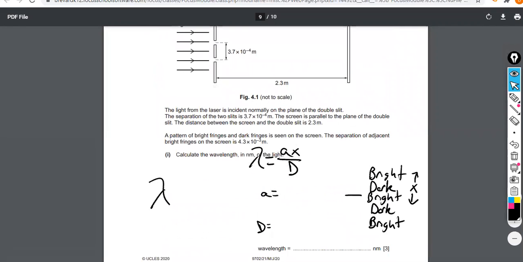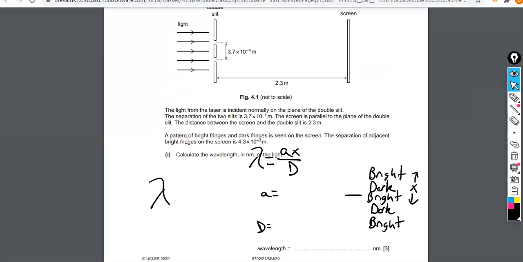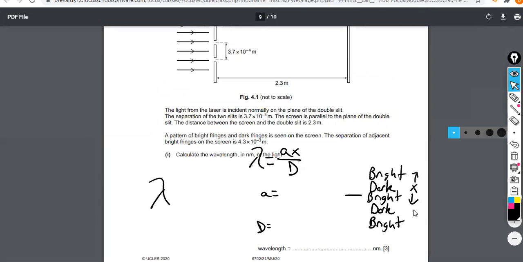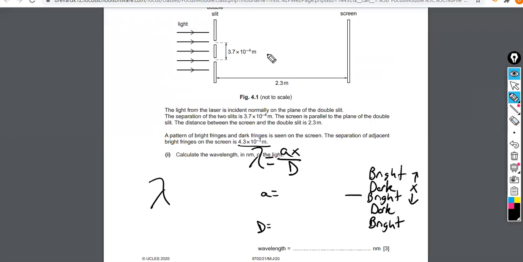It says, the light from the laser is incident normally on the plane of the double slit. They give us the separation, they give us the distance to the screen. They tell us the bright fringes, and it says the separation of adjacent bright fringes is 4.3 by 10 to the negative 3. So they actually give us this distance x also. That's right here. So A is 3.7 by 10 to the negative 4. This value right here is x. This value right here is D. And they ask us to calculate the wavelength, in nanometers too.